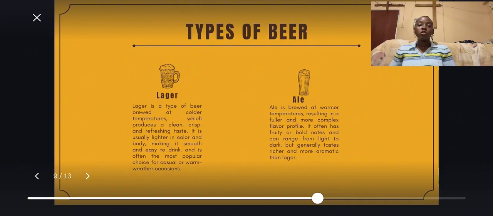We have IPAs, which means India Pale Ale. India Pale Ale is a hoppy beer known for its strong bitterness, citrus, and fruity aromas, as opposed to its pale ale counterpart. This is more strong. It has a lot of hops, and it is meant to be very bitter and very harsh on the palate, but that is where the appeal is. A lot of people love this beer and actually prefer it more than the pale ale.